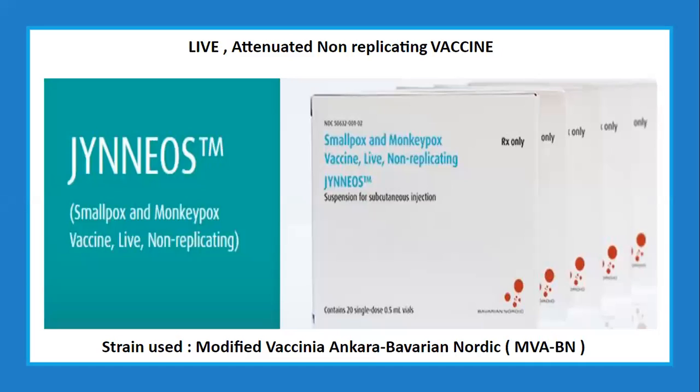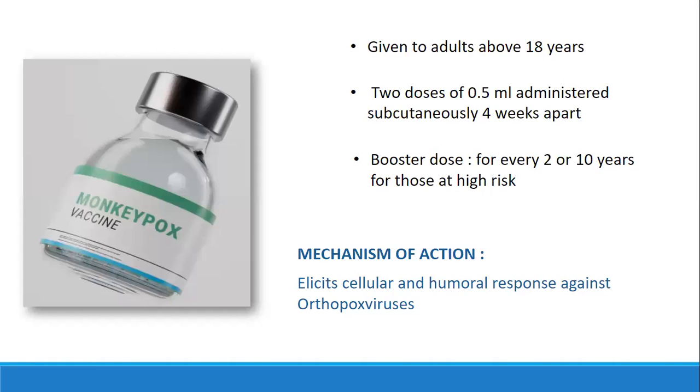So, a new vaccine was developed: a live attenuated, non-replicating vaccine, Jynneos. The strain used is modified vaccinia Ankara, Bavarian Nordic. It is given to adults above 18 years. Below 18 years, it is not given. And for elderly people also, we give it only to those at high risk of getting infection.